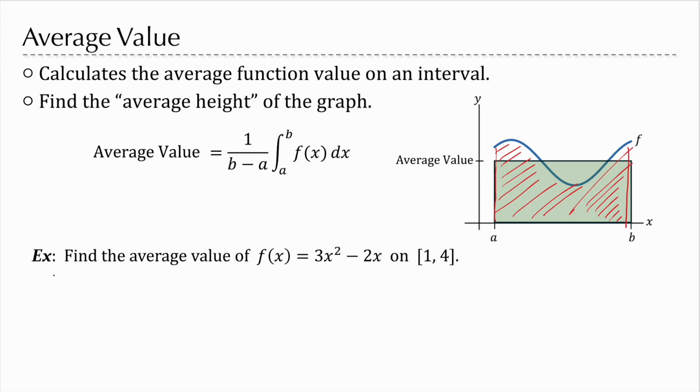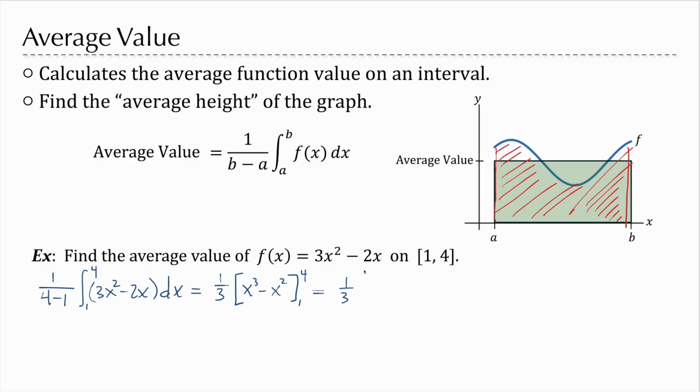So what we do is we take 1 over our b minus a, so in this case 4 minus 1, and then we find the area from 1 to 4 under the graph. So that means we're going to be doing the definite integral of 3x squared minus 2x along the x-axis. Now as we simplify this, that means the width of course is 3, so we'll be dividing by 3, or multiplying by a third. Now the antiderivative is going to be x to the third minus x squared from 1 to 4. And then we just work things out.